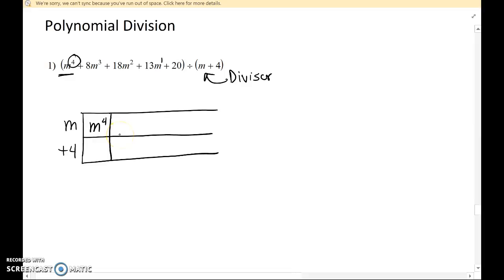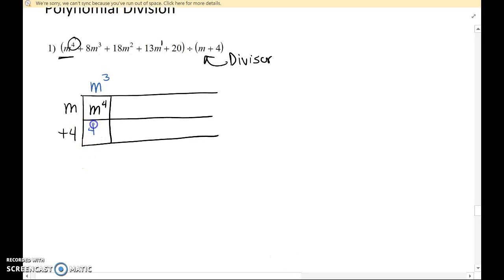Now, this is a rectangle type problem or a square problem. And what I mean by that is that we can multiply the sides of the boxes to get the area of the inside box. So m times what is m to the 4th, or if you want to take m to the 4th divided by m, then we would get m cubed. And since the top of the box is m cubed, we're going to multiply it by the bottom left, which is 4, and get 4m cubed.